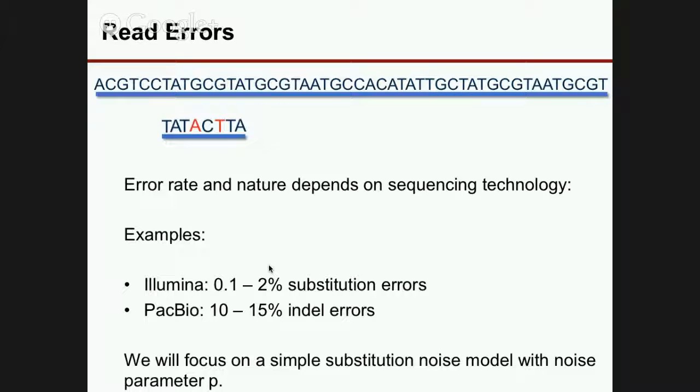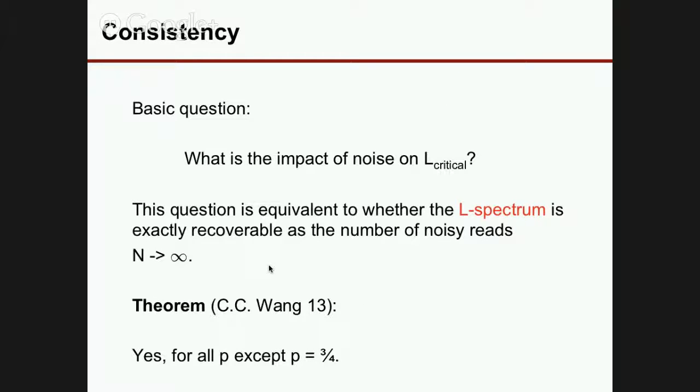Okay? So, what is L critical? L critical is next to this number. And now, with noise, what will happen to this L critical? You remember that I defined this L critical. So that's the question I want to ask. What is the impact of noise on L critical? Will L critical increase because of noise, or will it stay the same? This question is equivalent to the following. Remember that in the dense read regime, which defines L critical, the quantity of interest is the L spectrum.